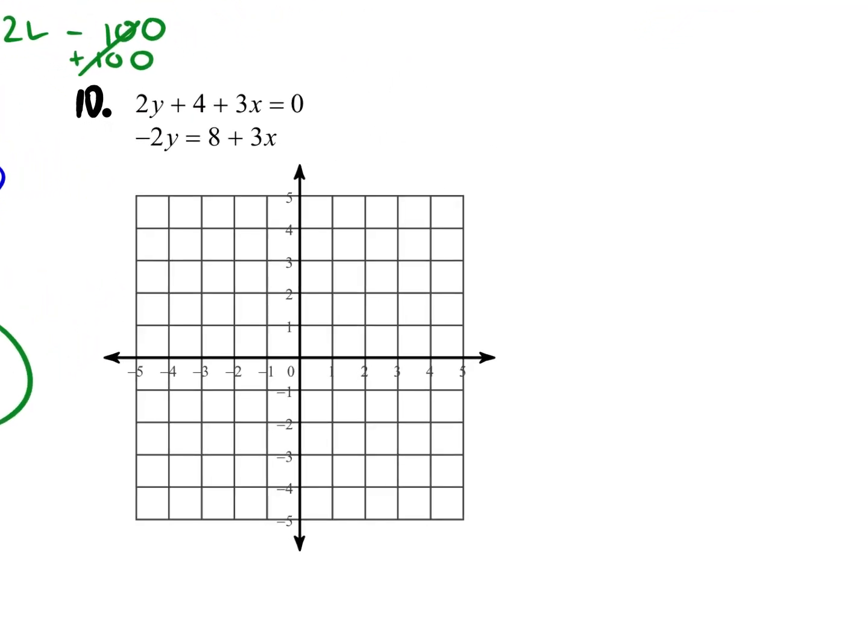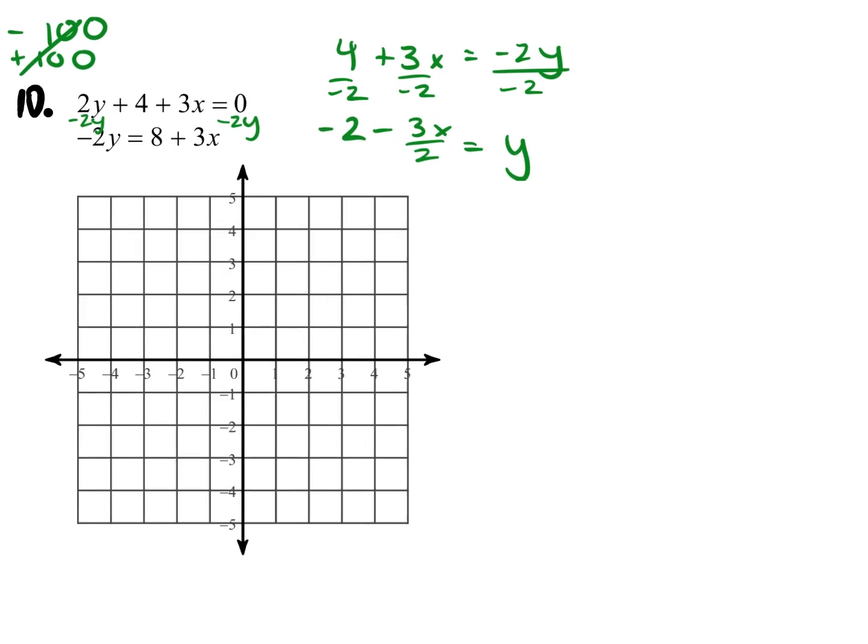So with 10, same thing. We want to get it into y equals mx plus b form. What do you want to move first? We could subtract 2y. That works. You can move it however you want. I probably would have suggested moving the 4 and the 3x, but we can subtract 2y. That works. Then what? Divide by -2. So we have -2 minus 3x over 2 is equal to y.